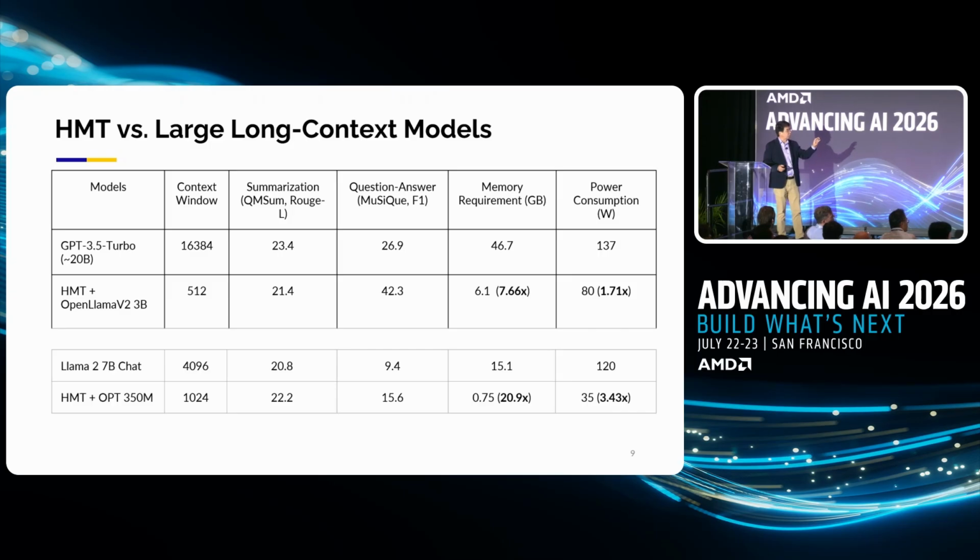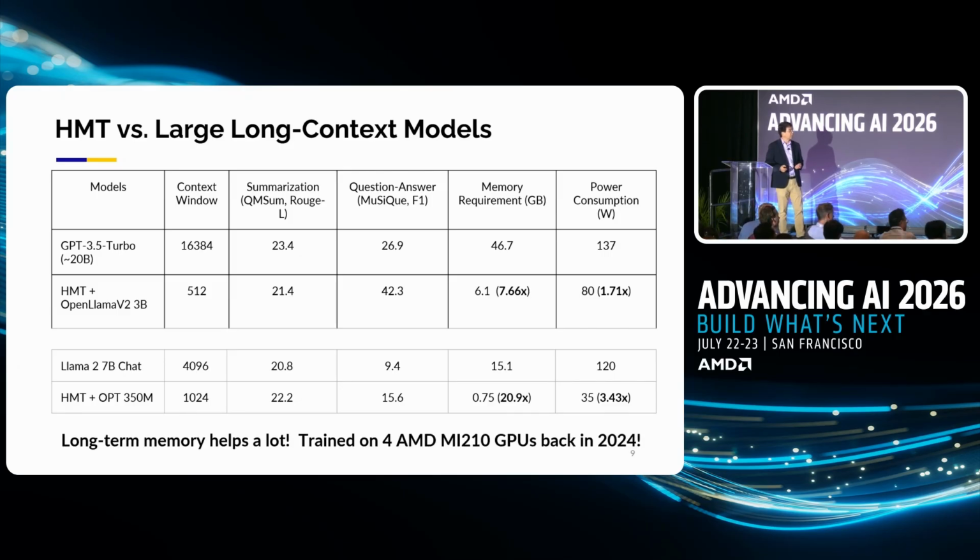And let's say at the edge end, you look at physical AI, you use a small model like a Llama 7B, and we can replace it with a tiny model, less than 500 million parameters, but augment it with a hierarchical long-term memory. So that's even more impressive, 20X improvement on the memory usage and 3.4X improvement on energy efficiency. So that kind of shows you the impact of model innovation. So the conclusion is that the long-term memory helps a lot.